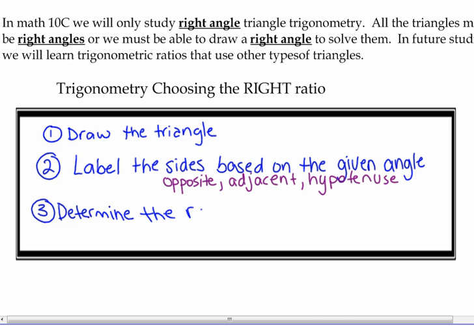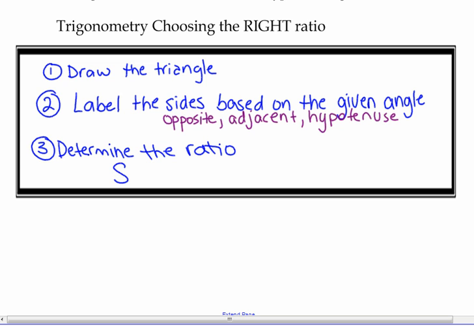And we're going to use SOHCAHTOA. So I write it like this. It looks kind of strange. So it's based on the sides that are given.